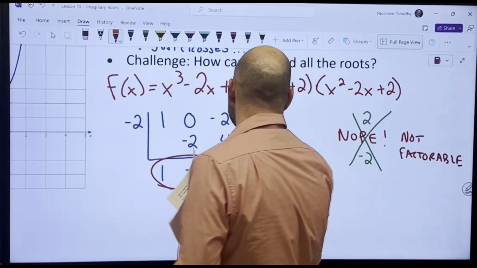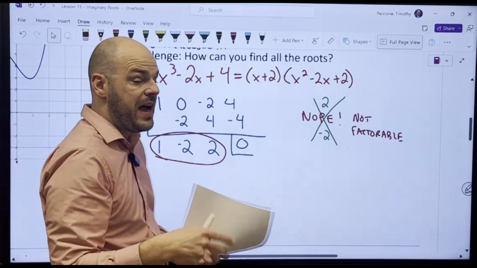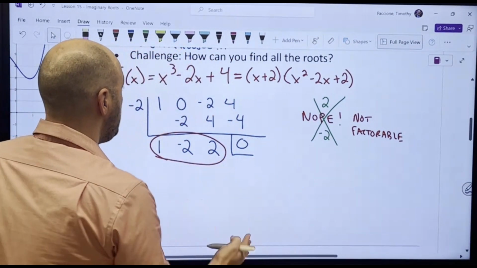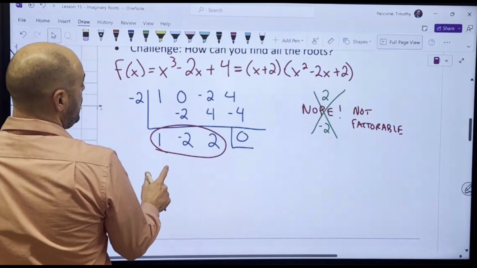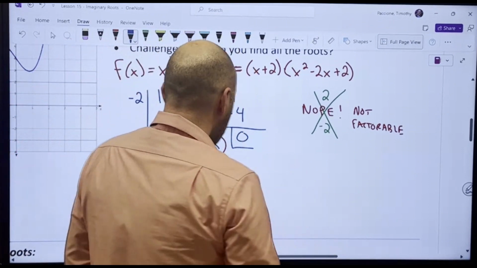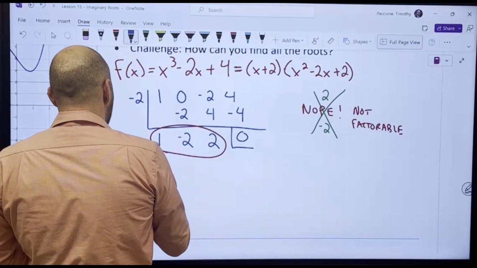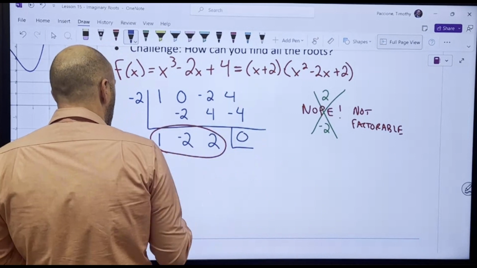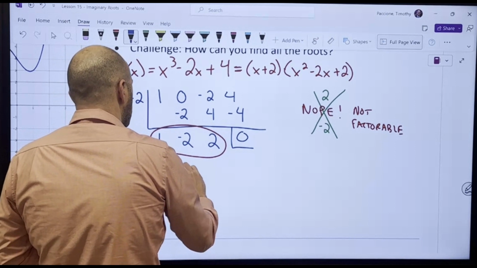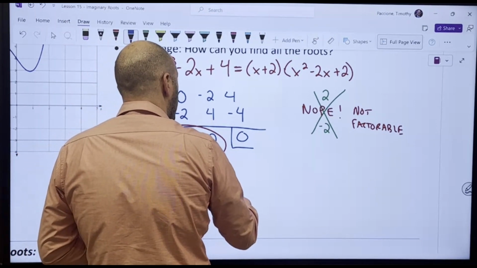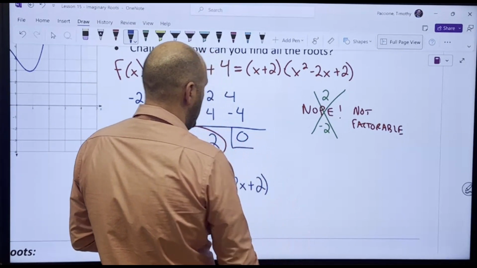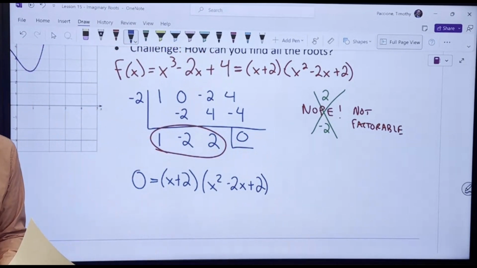All right, so we have this situation where we can't factor any further, right? And we're trying to find our roots. We're trying to find when our y value is 0. Well, let's just write what we're trying to do and go from there, right? So we're trying to find when f of x is 0, and this is as far as we've been able to factor it. x plus 2 times x squared minus 2x plus 2, right? We decided we can't factor that any further.